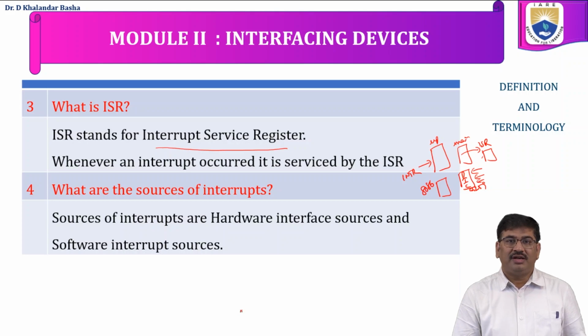Similarly, the interrupts which are generated can again be classified as maskable and non-maskable interrupts. Maskable interrupts are those which we can ignore, whereas non-maskable interrupts are those which we can't ignore. Immediately the ISR has to be executed for the corresponding interrupt.